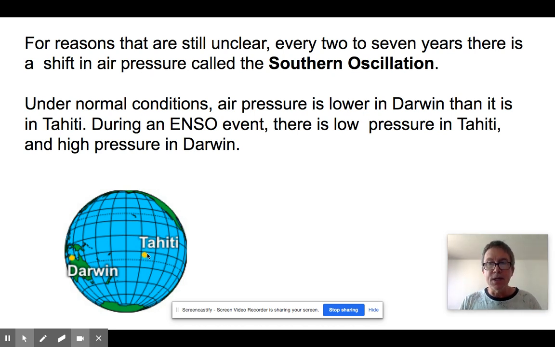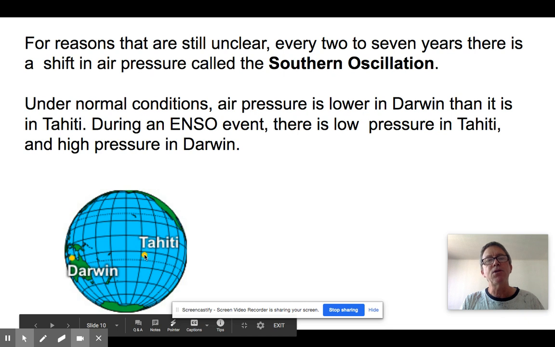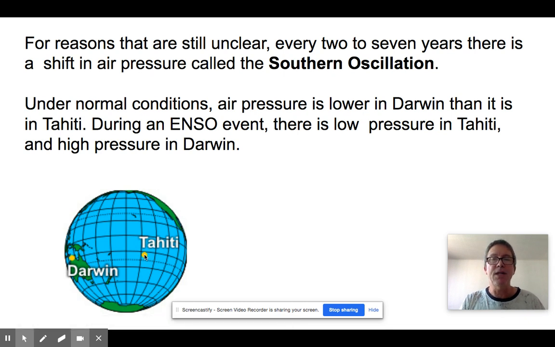So under normal conditions, when this Walker cell is well established, what we get is warm water here, low pressure, lots of rain here, and then the Walker cell goes across here. But we find the pressures tend to be higher off Tahiti than they are off Darwin, where we have all this rising warm air. So once again, low pressure, high pressure, normal conditions, strong trade winds, building up this pool of warm water, positive feedback loop.